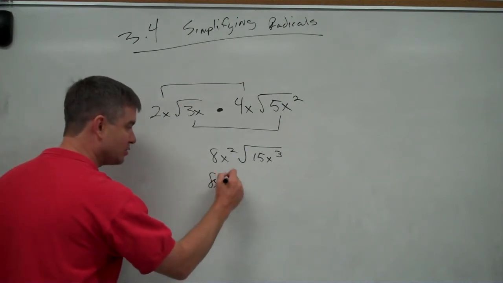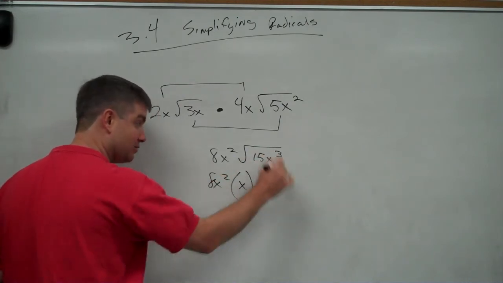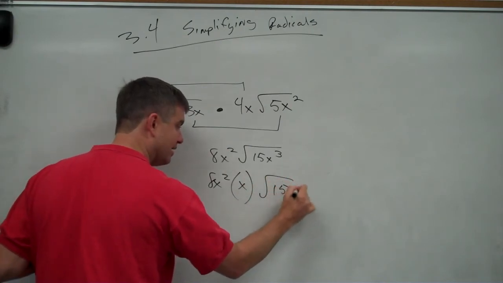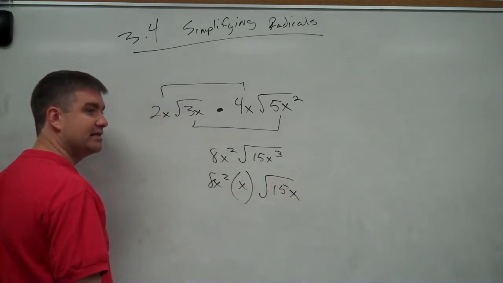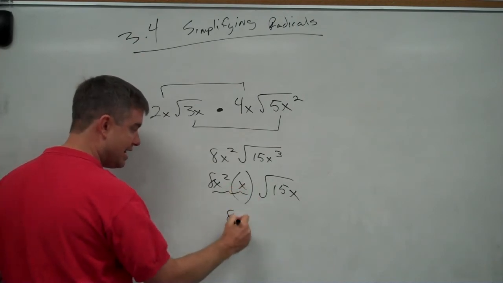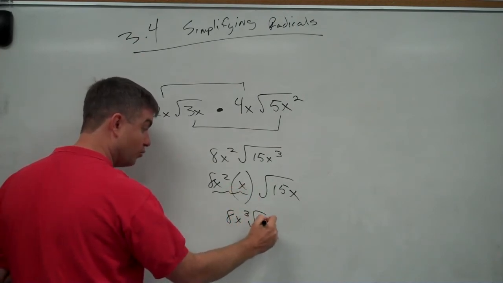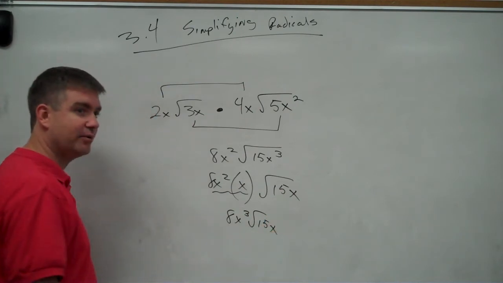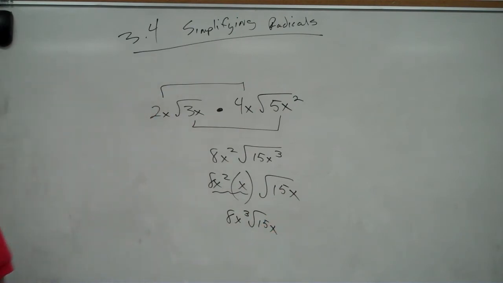Now you already had an x squared on the outside. So I got 8x squared, I bring out an x, right? One came out, y'all told me one came out, and I got 15x underneath. How do I combine these? What does this become? 8x cubed on the outside, root 15x. That's how we say that. So you could say square root, but it's easier to just say 8x cubed, root 15x. Questions? Any questions on that?